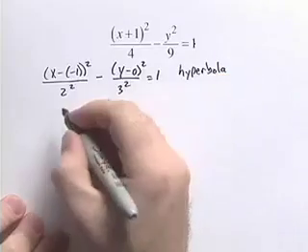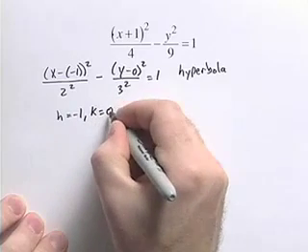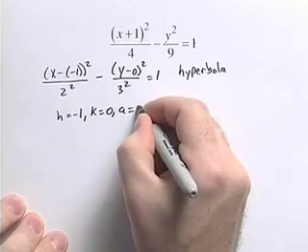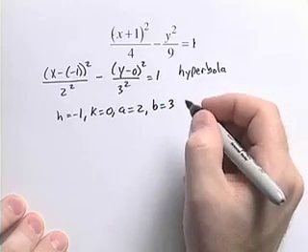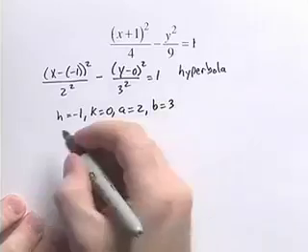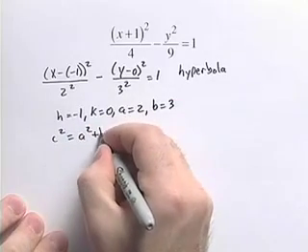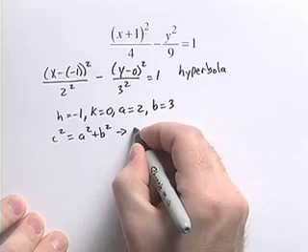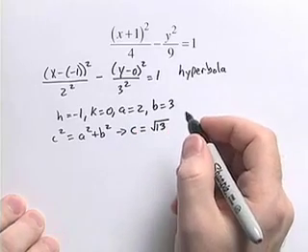In this form, we'll get that h is equal to negative 1, k is equal to 0, a is equal to 2, and b is equal to 3. If we know a and b, we can find c. So we have c² is equal to a² plus b². This will give us that c is equal to the square root of 13.